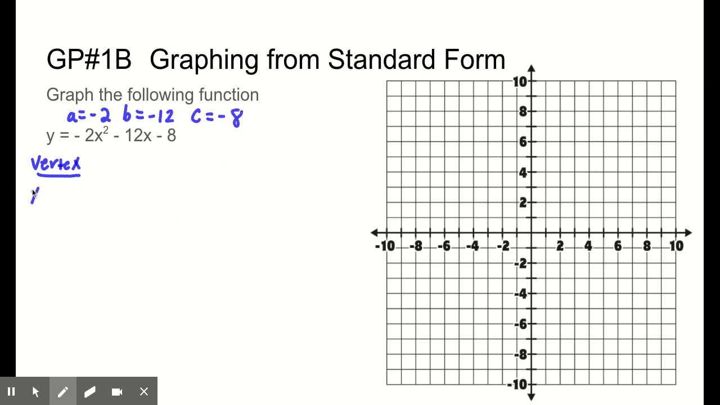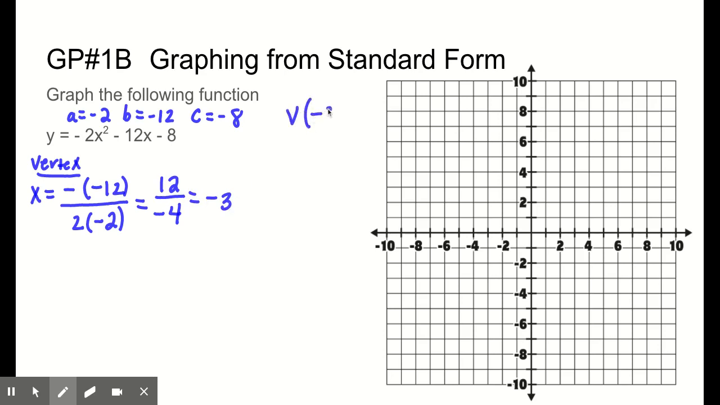So to find the vertex, we plug in x equals -b. Well, B is a -12. So make sure you have both of those negatives written out so that you don't miss a sign. Divided by 2 times A. Well, our A value is also negative, so we have 2 times -2. So we simplify this. A -12 becomes a +12, divided by 2 times a -2, which is a -4. And that simplifies to -3. So the x value of the vertex is at -3.